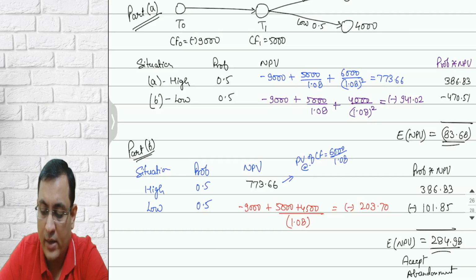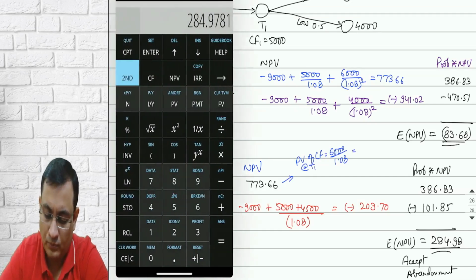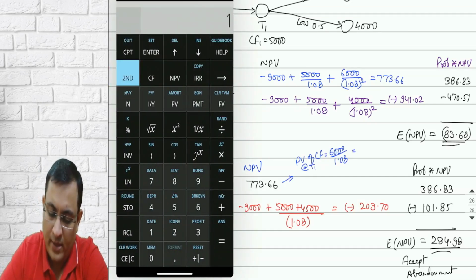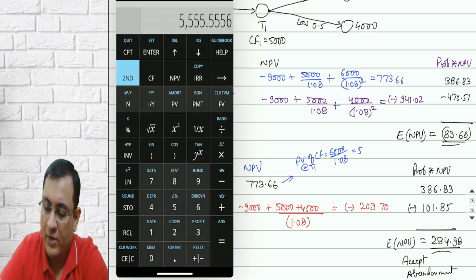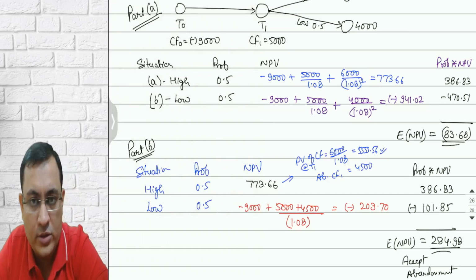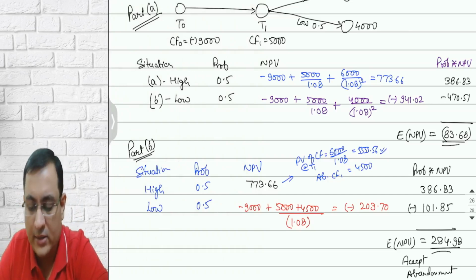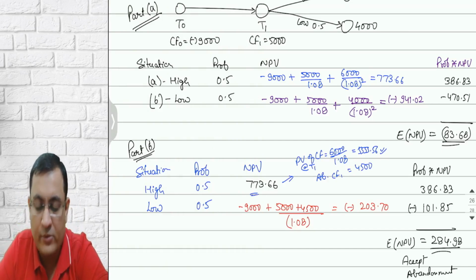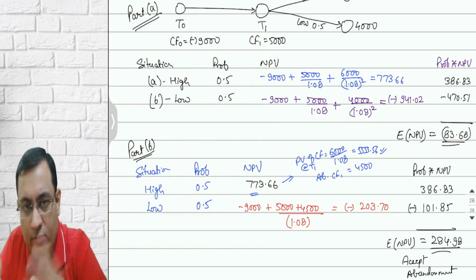Present value of CF2 at T1 is equal to 6000 divided by 1.08, which is equal to 5555.56, whereas the abandonment cash flow CF1 is equal to 4500. So we are accepting the continuation of the project if the demand is high, and with the continuation of the project we are going to generate an NPV of 773.